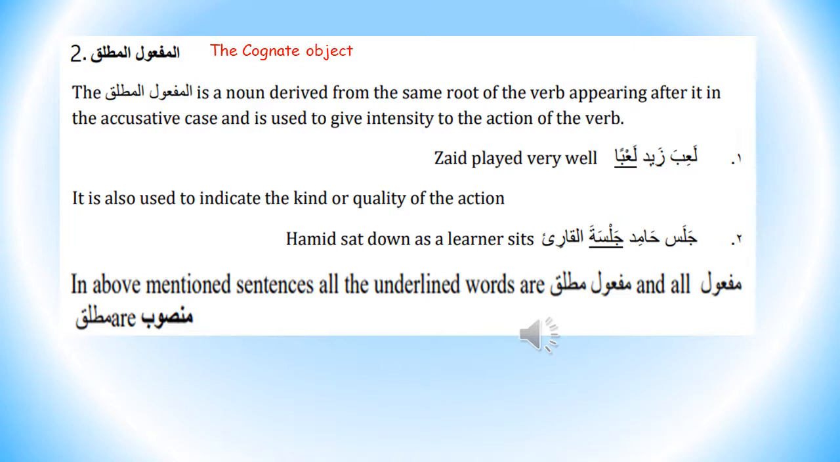Second example, Jalasa Hamid jalsat al-qariya. Hamid sat down as learners sit. Here jalsata is an object that comes from the root word jalasa. So this is called al-maf'ul mutlaq. In the above mentioned sentences, all the underlined words are al-maf'ul mutlaq and all are mansub.